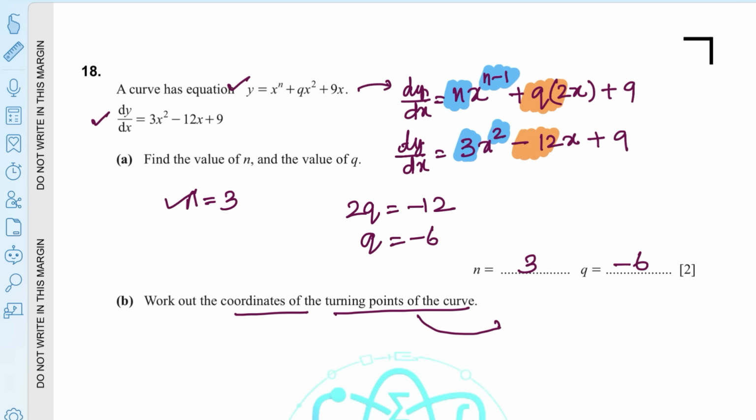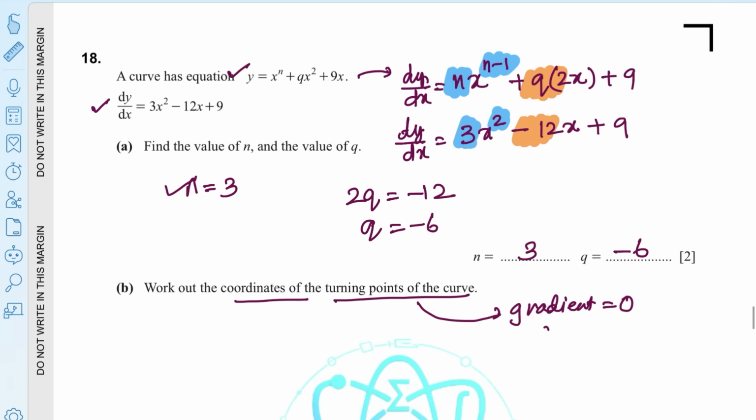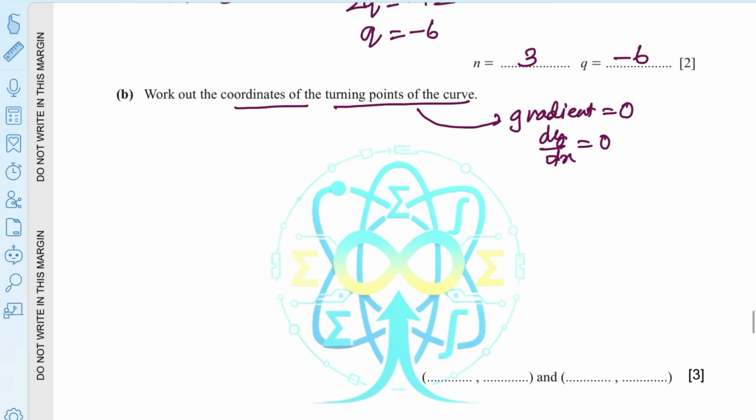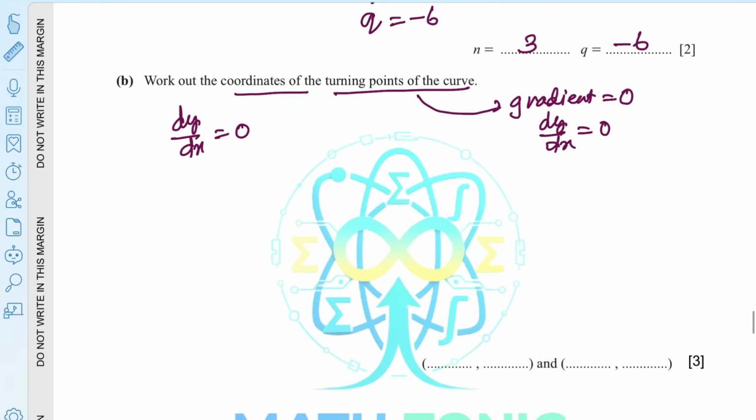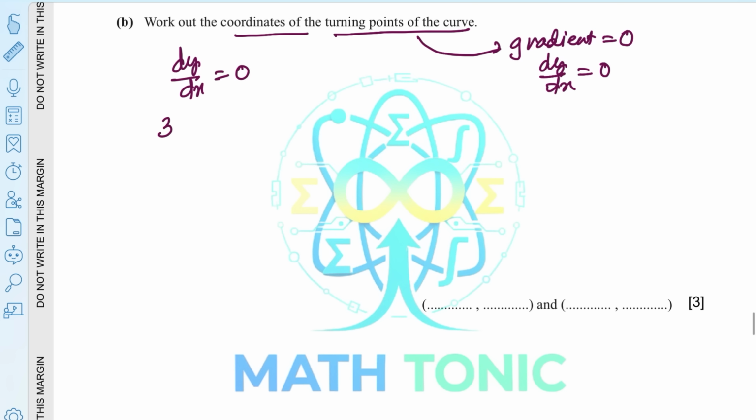All of us know that at the turning point, the gradient is always equal to 0. What is gradient? Gradient in terms of differentiation, right? So dy over dx equals 0, right? So do you have dy over dx? Yes, we have this one. So dy over dx, let me write down again. So dy over dx equals 0. That is given: 3x squared minus 12x plus 9. So 3x squared minus 12x plus 9 equals 0.